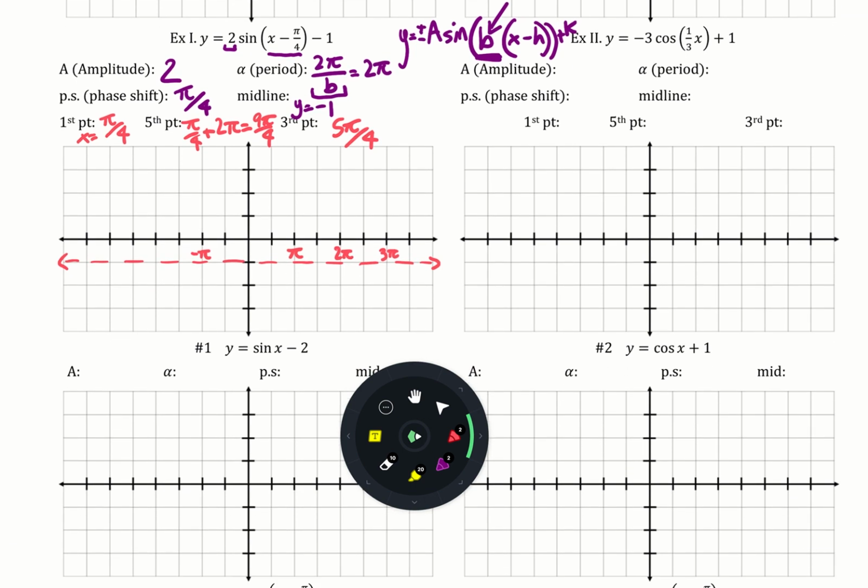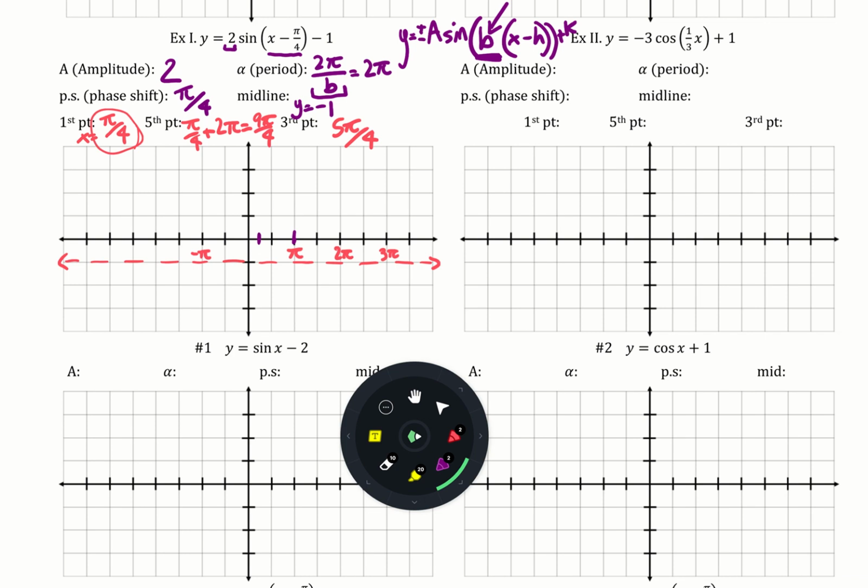And my amplitude is 2, so that means instead of going up and down 1, I'm going to be going up and down 2. So I'm going to start with my first point. It's at pi over 4. So that is going to be here. Based on my scaling, if this is 1, I'm at 1/4. So I'm going to start at 1/4.